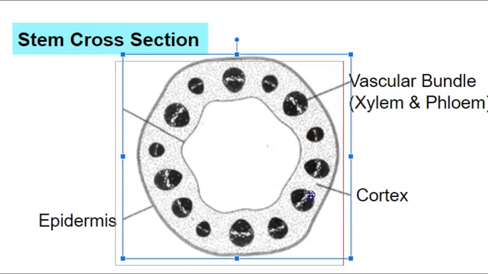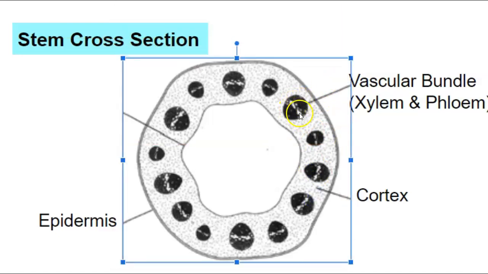And then our xylem and phloem are these black dots, and we call them vascular bundles, and that's the same term that we can use in a leaf or in a root. The xylem and phloem together are called a vascular bundle. Remember, vascular tissue is the tissue that moves things, that transports things.